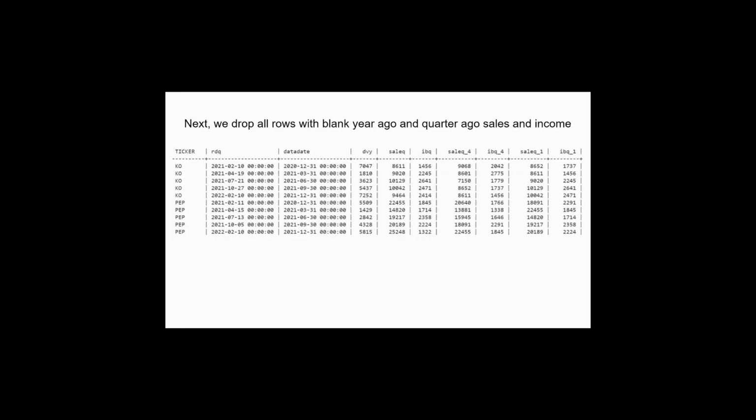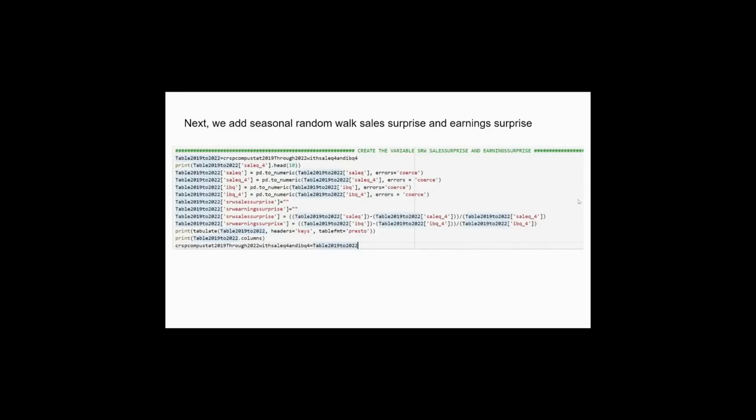But regardless, all right. So this is saying that Coca-Cola in these 5 quarters, each quarter is a value firm, and Pepsi is neither a value firm nor a growth firm. Boom. Okay. Next, we add seasonal random walk, sales surprise, and earnings surprise.